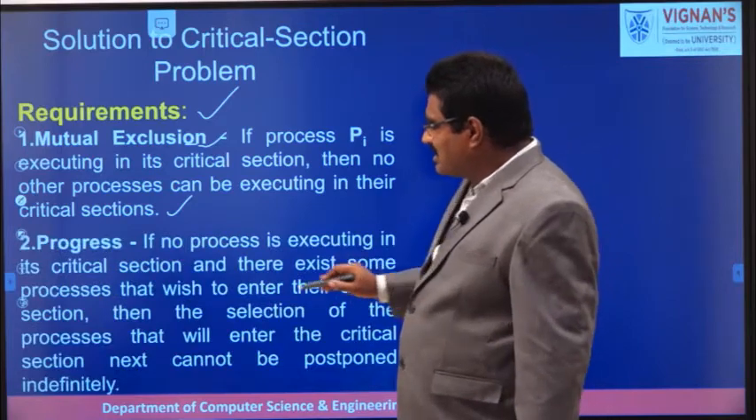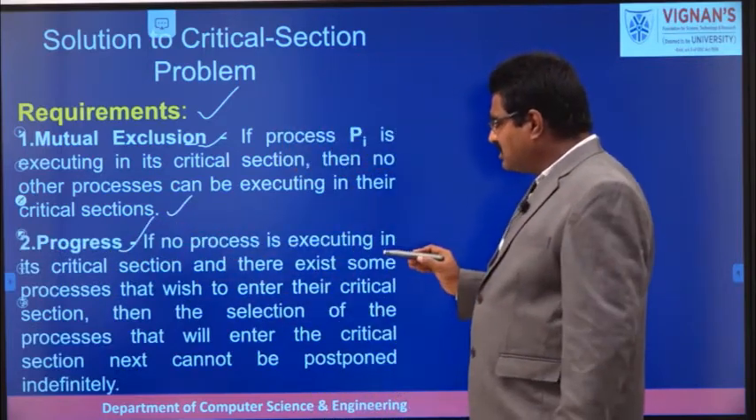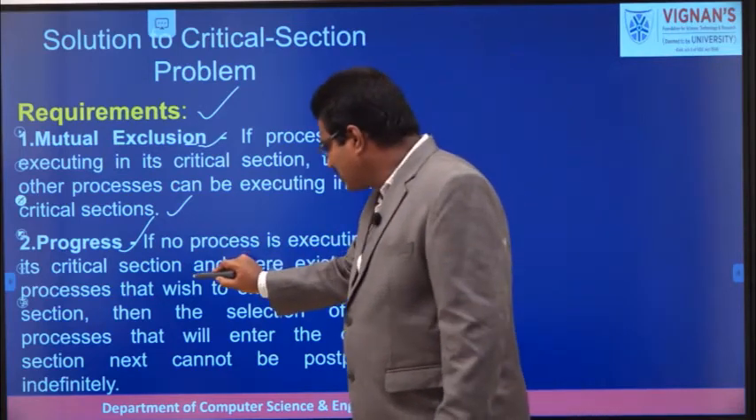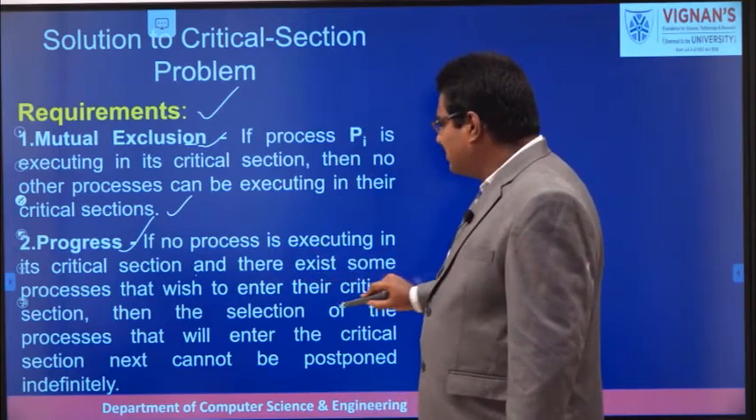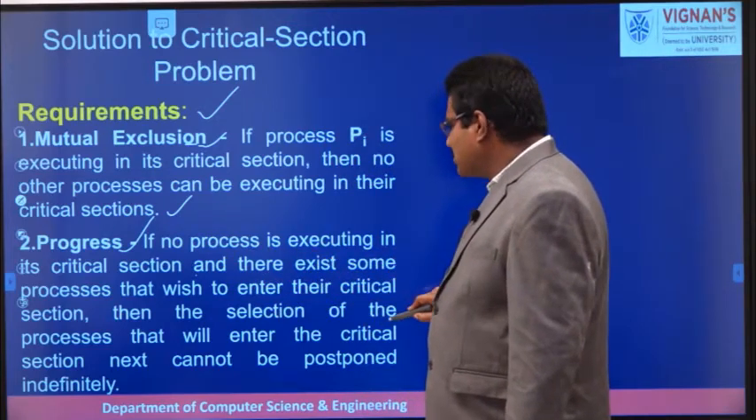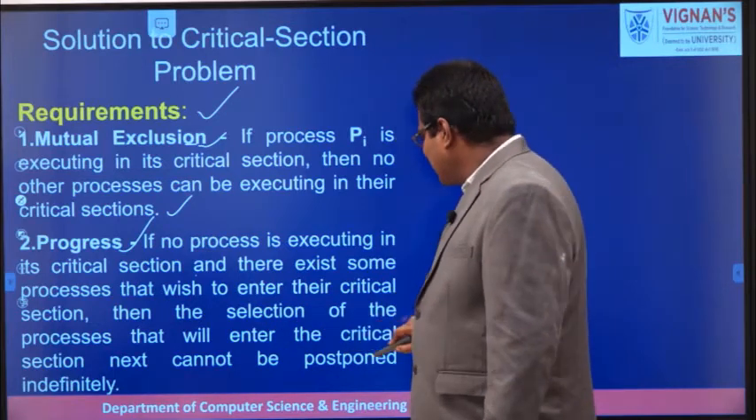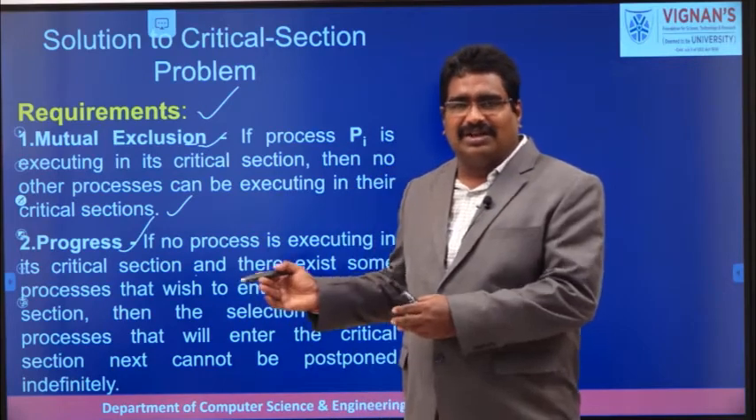Now we discuss the second condition, progress. What is progress? Progress says that if no process is executing in its critical section and there exist some processes that wish to enter their critical section, then the selection of the process that will enter the critical section next cannot be postponed indefinitely. And what is the meaning of this?